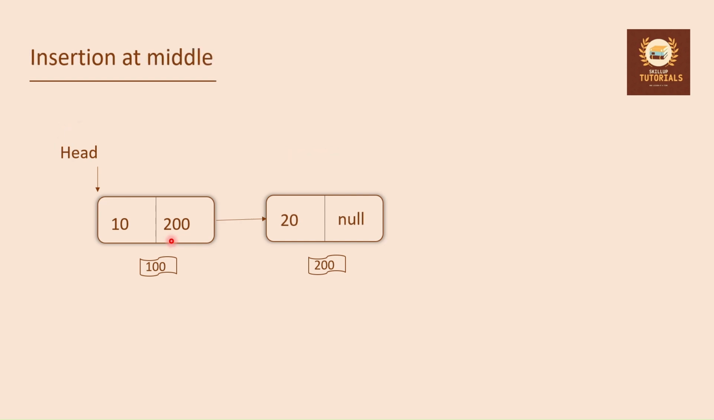And now let's say I want to insert at middle. Middle means the user will give the position number, like I want to insert at position number one or two or three. For example, if they give the position as one, it means they want to insert it as the first node. Then we will directly move to the insert beginning code, so you no need to write it one more time. I will tell how to do that in the next slides.